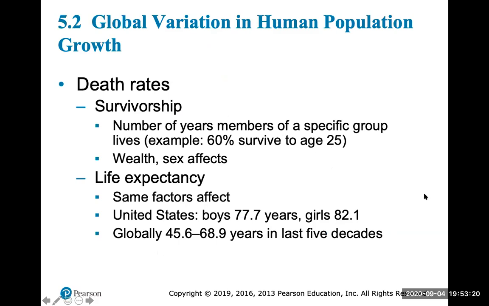Death rates have to do with survivorship and life expectancy. Survivorship is the number of years members of a specific group live, and it depends on wealth and your gender, and life expectancy has the same factor effects. The United States life expectancy is about 77 for men. Girls are a little higher. Globally, it's about 45 and 68 over the last 5 decades.